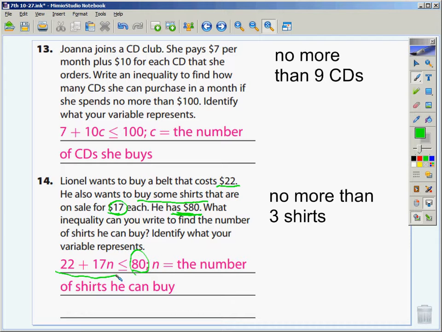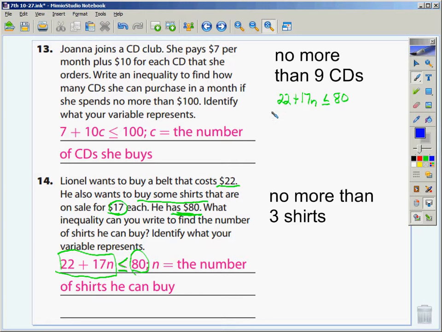The 22 plus 17n, these are my two totals that I'm comparing. Can he spend all of the 80? Does he have 80? He can spend all of it, can he? That's why it can be equal. Can he spend more than 80? So it has to be less than or equal to 80. There's my inequality. 22 plus 17n is less than or equal to 80.